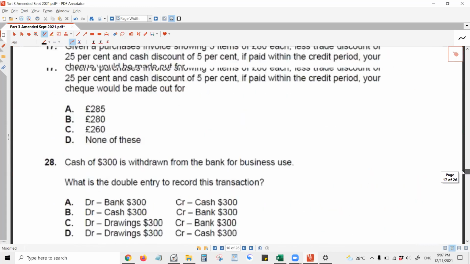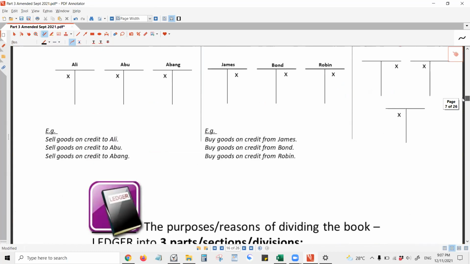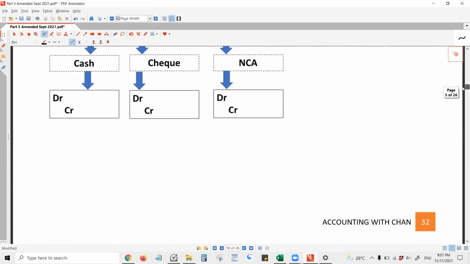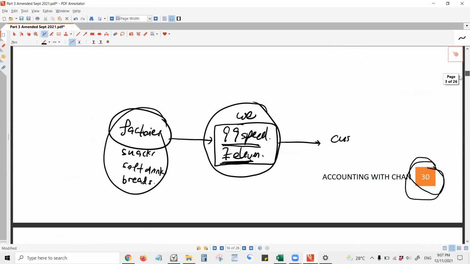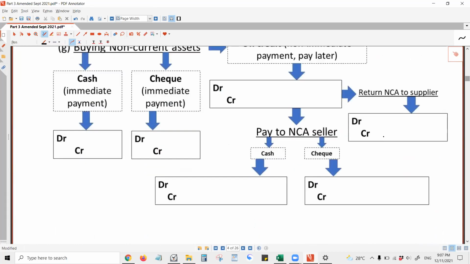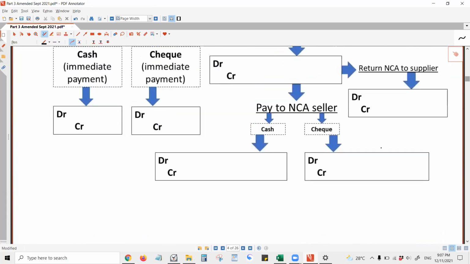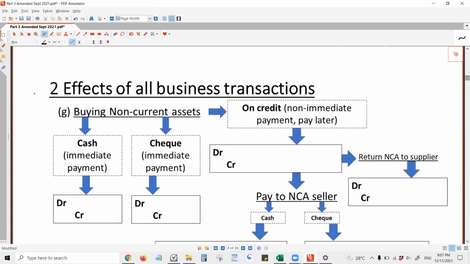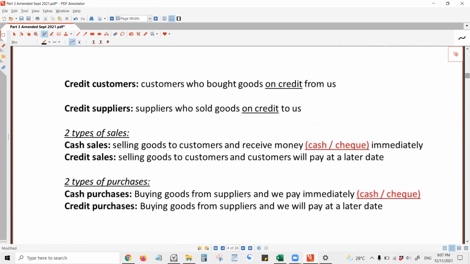Okay, next, I would like to get back to the notes because there are more transactions to learn. Transaction means event in business, and you must also know what their data entries are. Come to page 31. Before we continue on to transaction G, we are going to understand a couple of terms here.